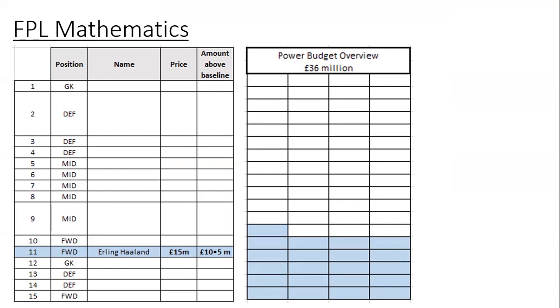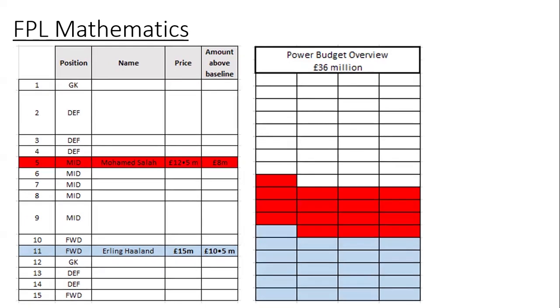First player I'm going to bring in is Erling Haaland. He costs 15 million. Now that is 10.5 million above the baseline amount. We will then fill in 21 of these small rectangles to represent the 10.5 million that he is above the baseline. The next player we'll add is Mohamed Salah. He costs 12.5 million, and that's 8 million above the baseline amount for a midfielder. So for that 8 million, we're going to fill in 16 500,000 rectangles to represent that amount.